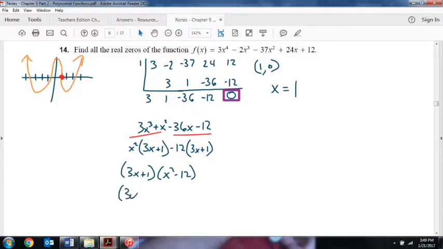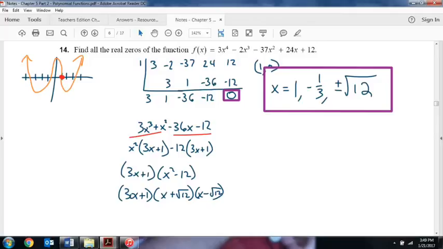So we have 3x plus 1, and we have x plus the square root of 12, and we have x minus the square root of 12. So our roots are 1, negative 1/3, which the last one was positive 1/3 if I remember, and then we have plus or minus the square root of 12. And those are your roots.